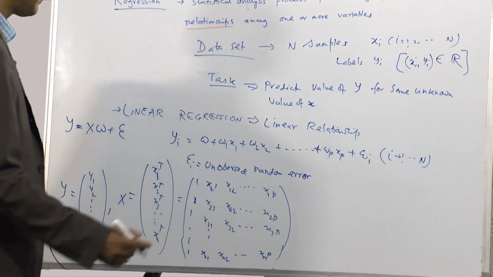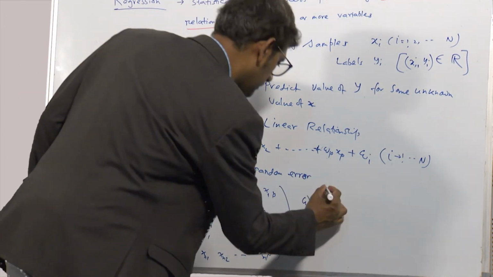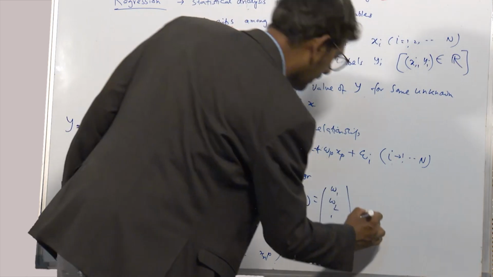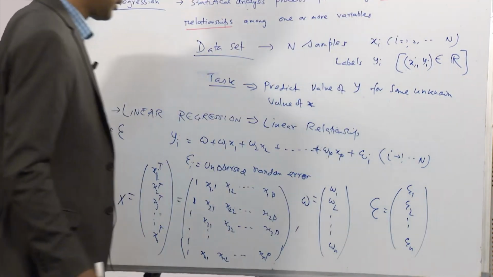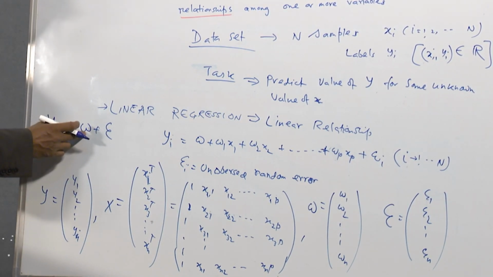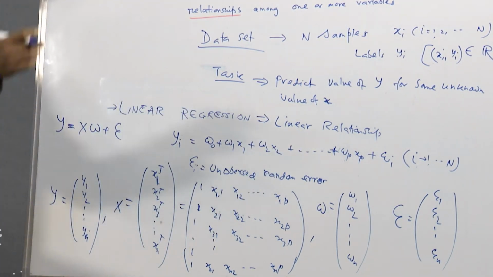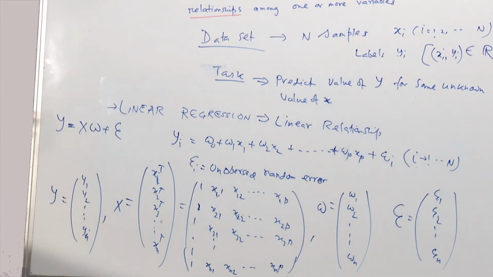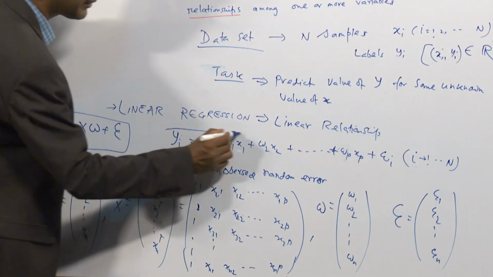So now what is w? W is very simple: w1, w2, up to the last weight, and epsilon is exactly the same: epsilon 1, epsilon 2, up to epsilon n. Now we can find a simple solution of this equation, the relation between y and x. W is the weight vector. You are putting a weight on each of these variables x1, x2, x3, like that. So this is linear regression. Linear regression talks about very simple linear relationships like that with certain error terms.